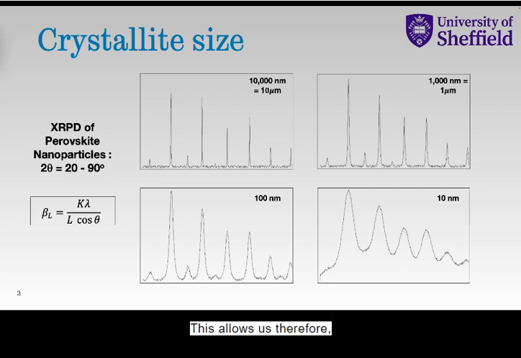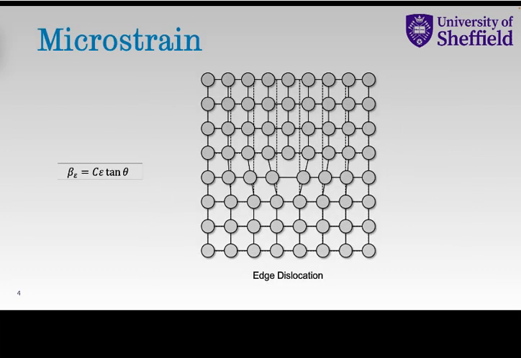And this allows us therefore mathematically to separate out these things. So we can tell the difference between whether the broadening in our peaks is coming from the crystallite size or the microstrain broadening by considering how different peaks across our 2 theta range are broadened by different amounts based on these two effects.